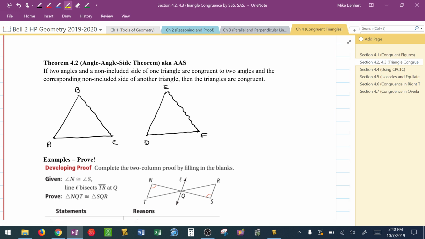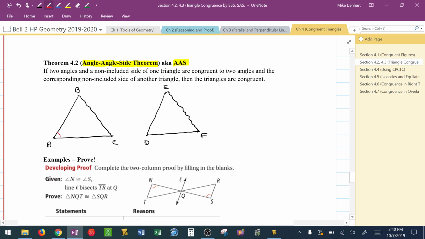The next thing we're going to talk about is something that's called the angle angle side theorem, also broken down as AAS. If you notice, we still need two congruencies of angles, and then one side congruency, but the side is not between the two congruent angles. So let's mark this up a little bit.